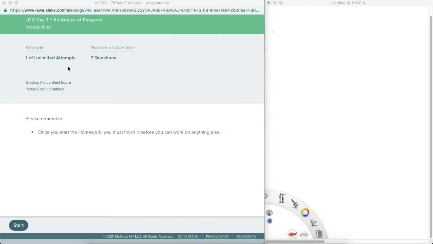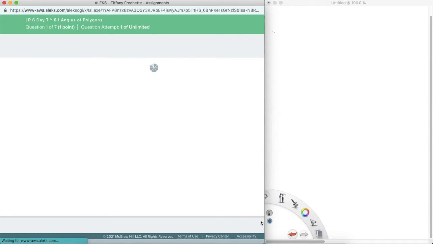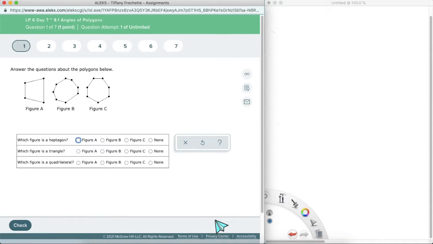And partial credit is enabled, so if you answer 1 of 7 questions correctly, you get credit for 1 question, or however many you answered correctly. Down here it says, please remember once you start your homework, you must finish it before you can work on anything else. What that means is once I click Start, down here in the bottom right corner, you will see a Submit Assignment button. I don't see it on the teacher preview again, but you will see it on your student screen. This is how you finish your assignment.